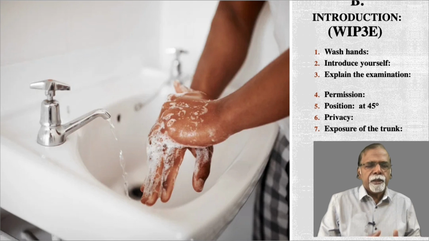Explain what you are going to do. That is, I am going to take the history, I am going to do a physical examination, or I am going to take your blood pressure, and other things. So give a brief introduction to what you are going to do. Then ask the permission of the patient. It can be implied permission, but always better to ask. So I am going to do this, okay, shall I do it? Something like that you can do.